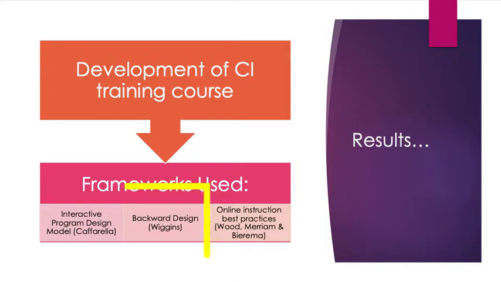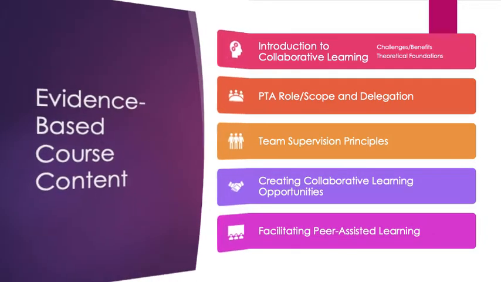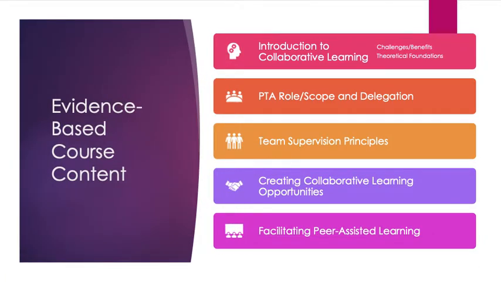We also used Wiggins' backward design method to ensure that our learning activities had a direct link back to our program objectives. And finally, we consulted the literature on best practices for online instruction, since the course would be an exclusively online offering. When it was all said and done, our content fell into 5 broad categories that became the 5 modules for the course. These content areas reflect both local needs as well as the recommendations from the literature.